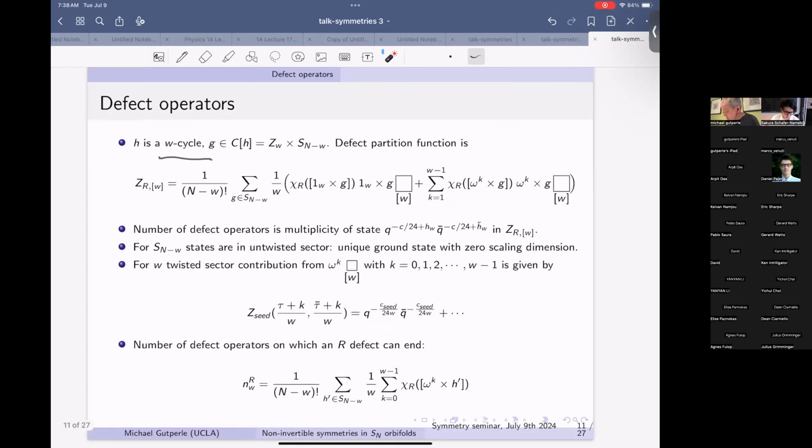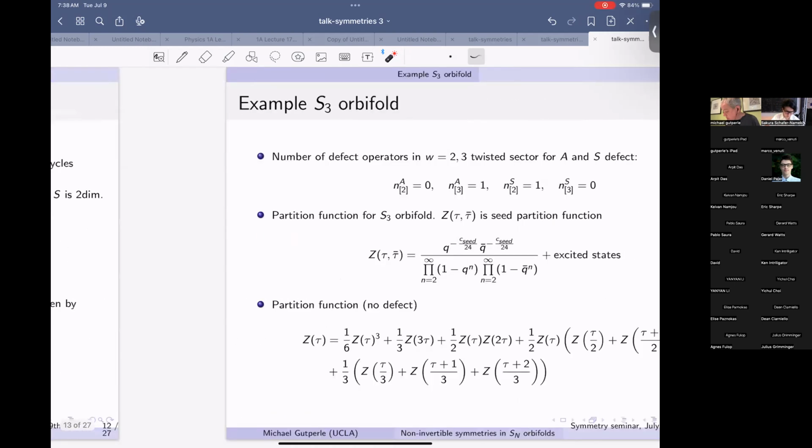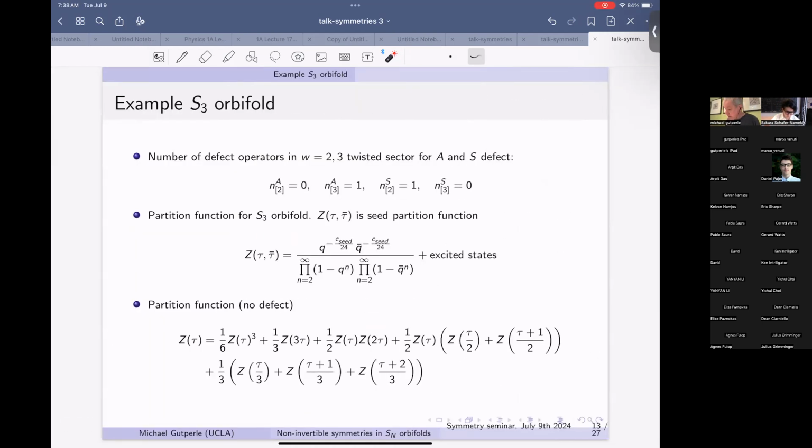Basically, if one uses this character table and this formula, here there is actually no sum over this. This makes it a little simpler. What one can find is that for the alternating defect, there will be no defect operator in the 2-cycle twisted sector, and there will be one in the 3-cycle. And for the standard defect, there will be one in the 2-cycle and none in the 3-cycle.